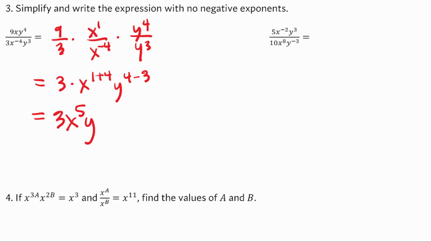And then this next one, we'll split off the numbers from the x's from the y's.